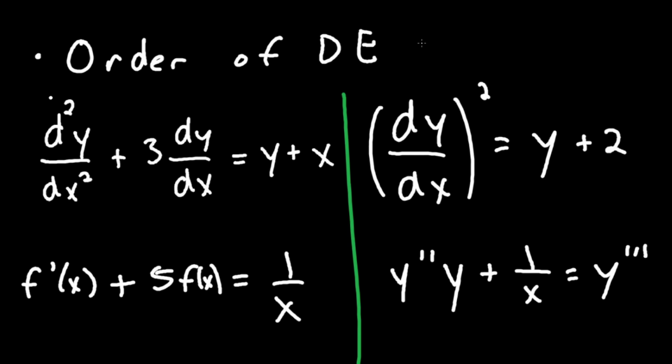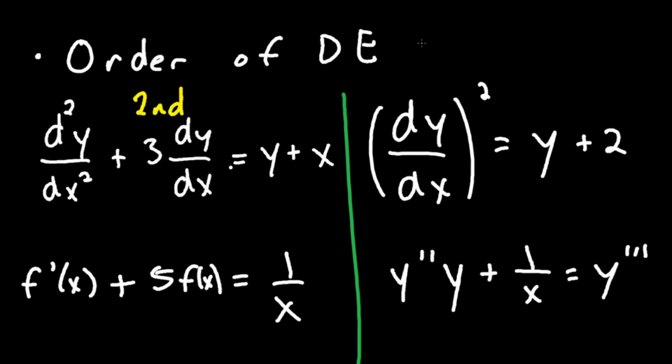Okay? Now, here's the thing about the order of a differential equation. The entire differential equation itself is this guy, correct? What is the order of this entire differential equation? Well, the order of the entire thing, not just the individual parts, of this first one is a second order differential equation. Now, why is that?